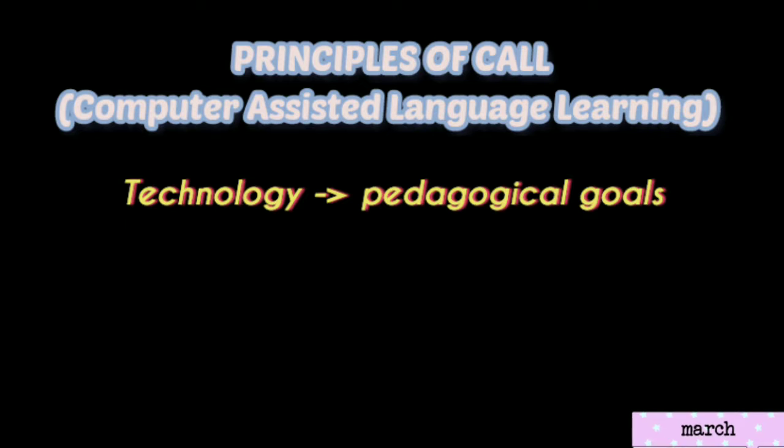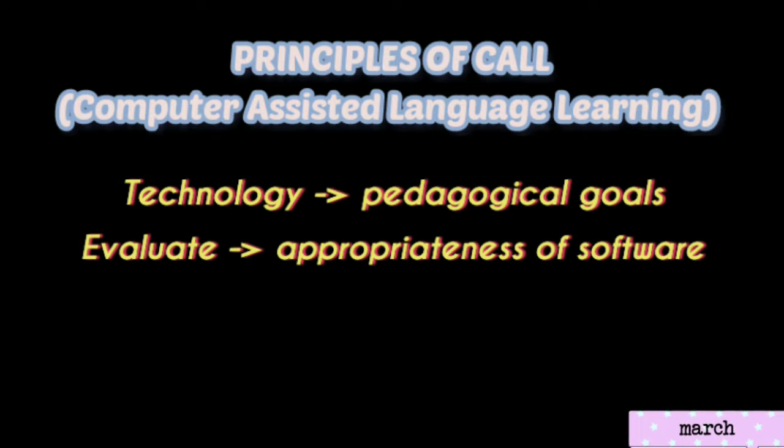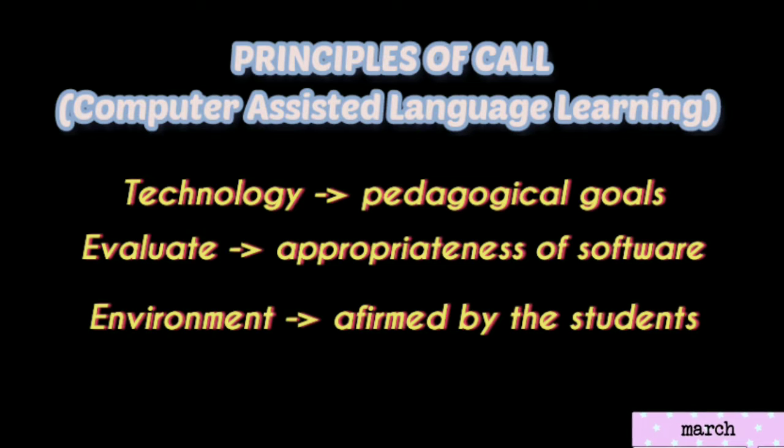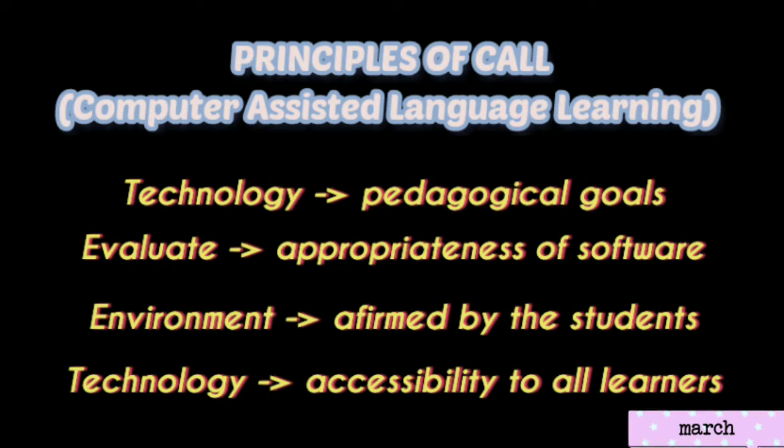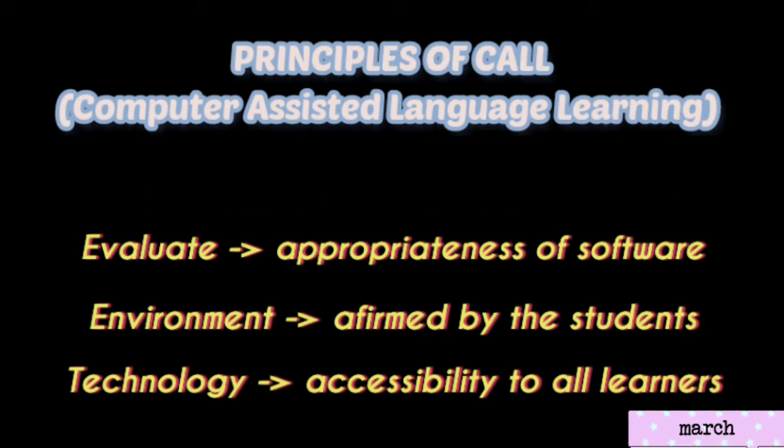The first one is use technology to support the pedagogical goals of the class, so don't use it universally. The second one is evaluate the appropriateness of software for our purpose and the availability of sufficient hardware. The third, create a classroom environment in which CALL is embraced by the students. And the last one is make the technology accessible to all learners.